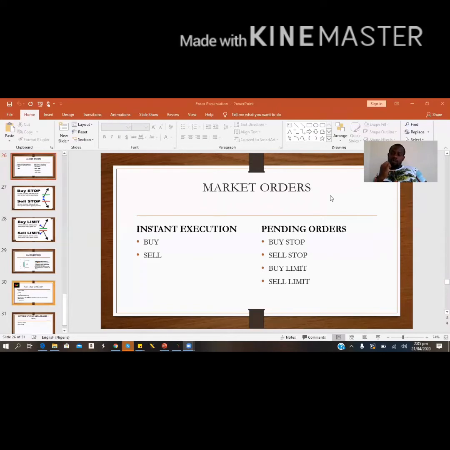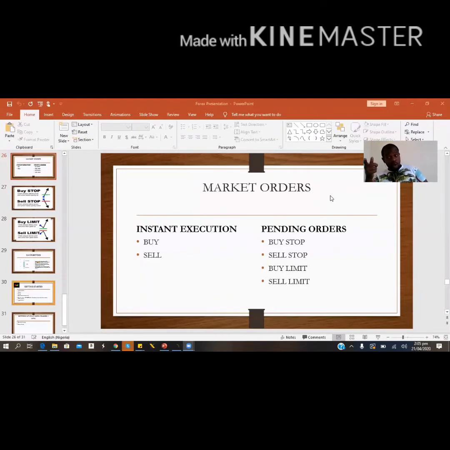So without wasting much time, today we'll be talking about the various types of market orders. There are basically two types of market orders. There is the instant execution and there is the pending order. Now, everything we've been going through before now has always been instant executions. You're buying and you're selling. You are going in immediately. You hit the buy button, you go into the market immediately. You hit the sell button, you go into the market immediately.